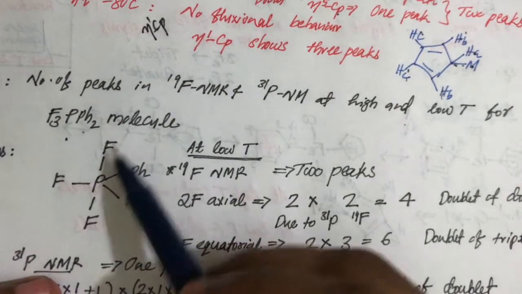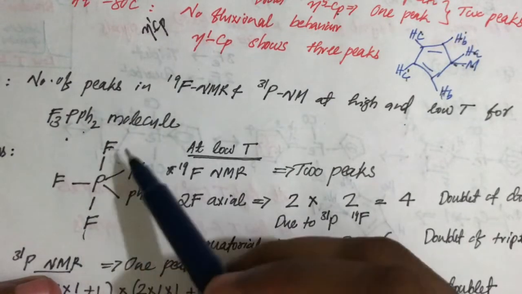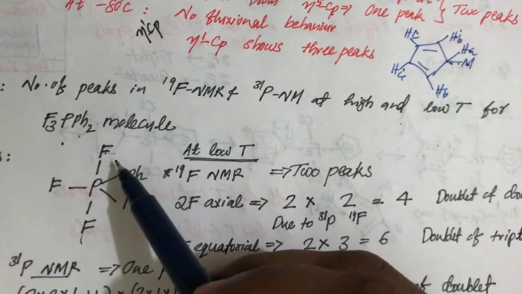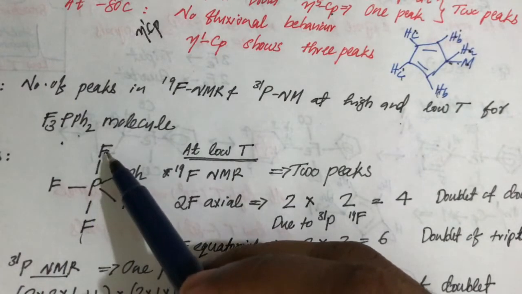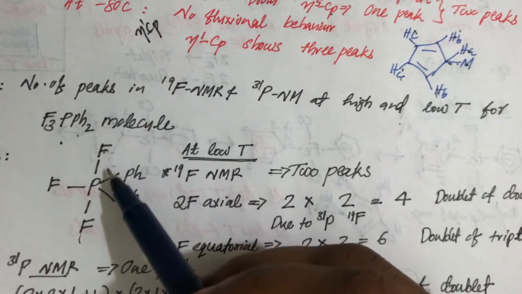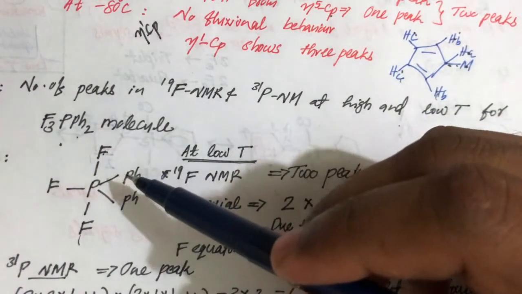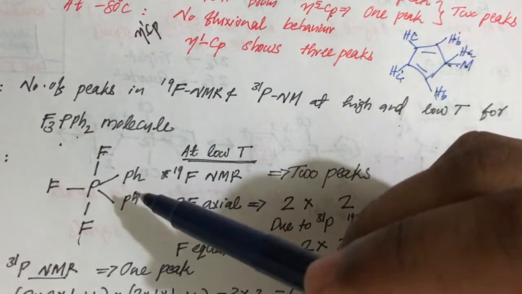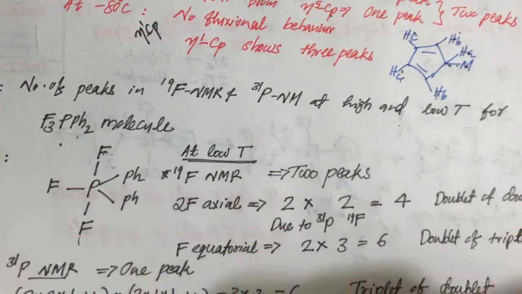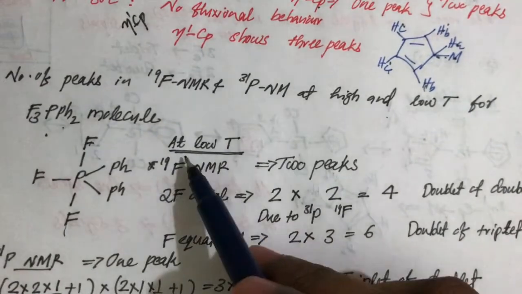So according to Bent's rule, these two fluorines acquire axial positions. Bent's rule says that the most electronegative element acquires the axial position, the axial position having less s character. Okay, so this is the structure. We already mentioned that a trigonal bipyramidal molecule can undergo fluxional behavior due to Berry pseudorotation. So it will undergo fluxional behavior at higher temperature. So first of all, we move on to the lower temperature condition.